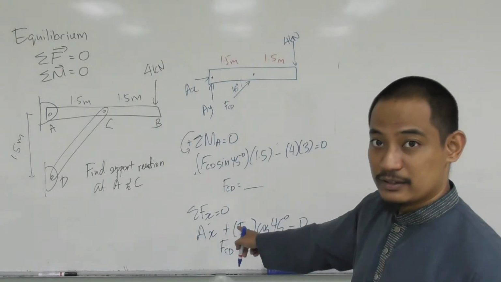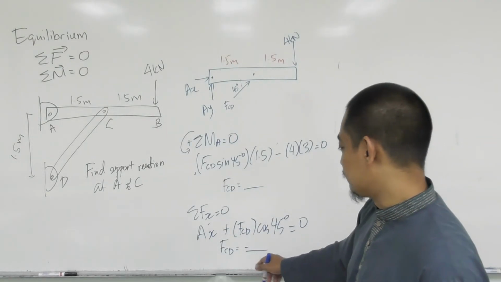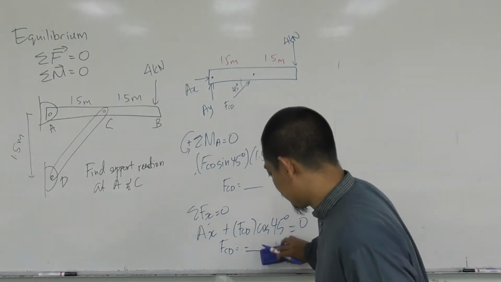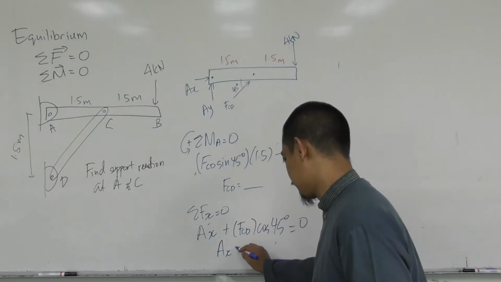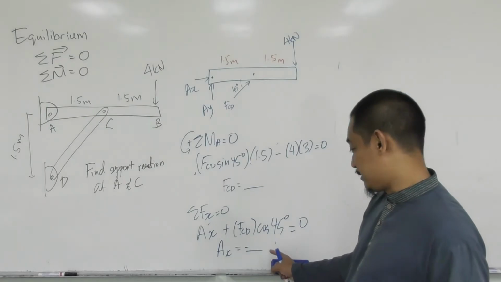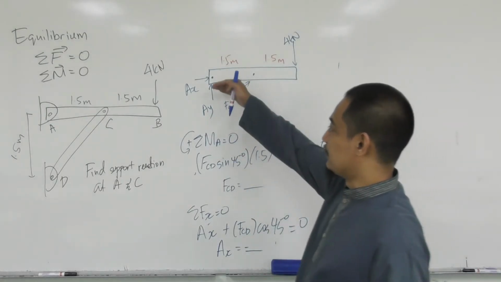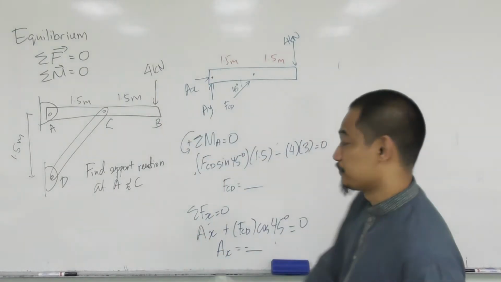Because if you calculate this, it will give you a negative value. And what does it mean? Sorry, not FCD, I made a mistake there. So AX should equal to negative something there, right? So what does it mean? It means that AX is actually to the left. That is what it means, right?